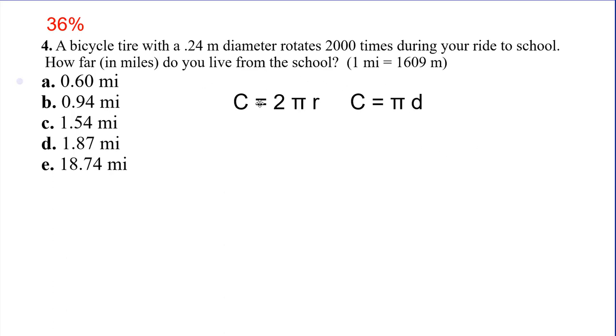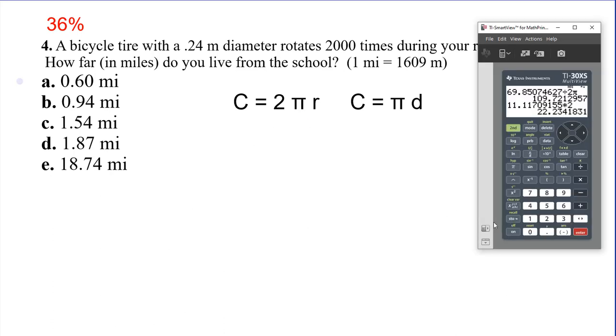So first thing we want to do is find the circumference. So 2 times pi times the radius. Or we can actually use pi times diameter because that's the 2 in the radius there. That'll be shorter. So it's just going to be 0.24 multiplied by pi, which will give us a decimal. We do want to change it to a decimal because we're not working with pi in our answer. Now that's how far we travel in meters every rotation, but the tire rotates 2,000 times, so all we have to do is multiply this by 2,000. So that's how many meters we traveled on our way to school.